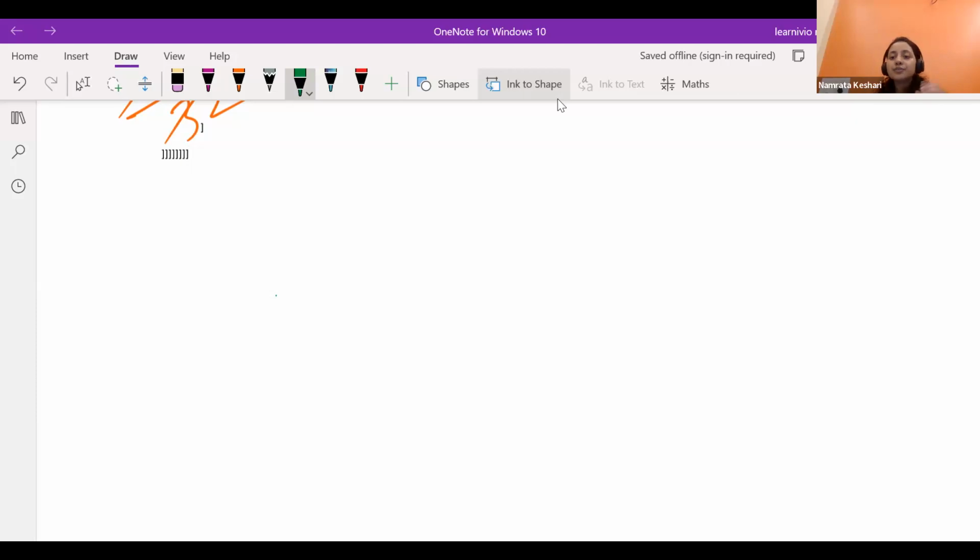So we will be using the identity and then finding the other trigonometric ratios. If this part is clear to you, then let's proceed.